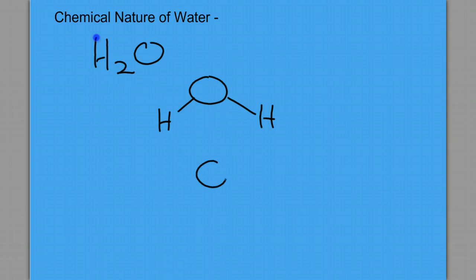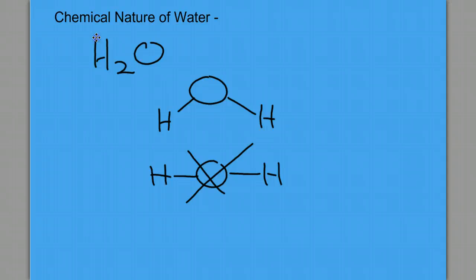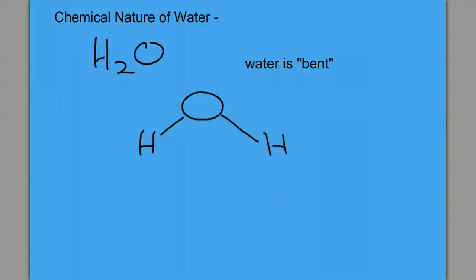Now I could have drawn that like this, but that's not what water looks like. Water isn't shaped linearly. Water is bent. And this bent shape is very important to the chemical properties of water. Let's see why. If we look at this bond and remind ourselves that this chemical bond actually represents a pair of shared electrons. These two electrons are shared between the oxygen atom and the hydrogen atom.